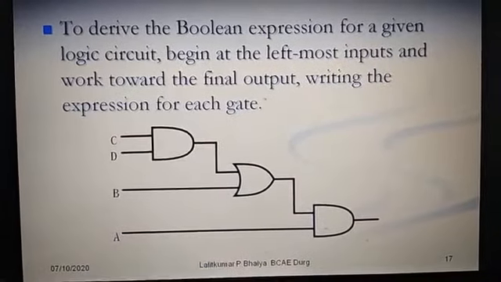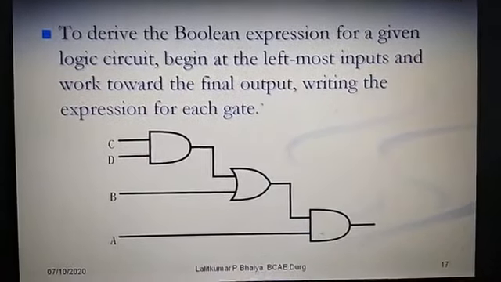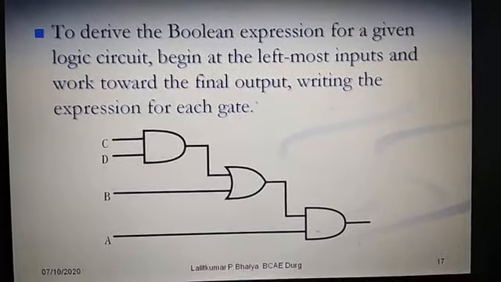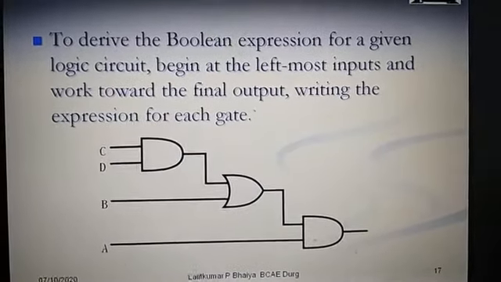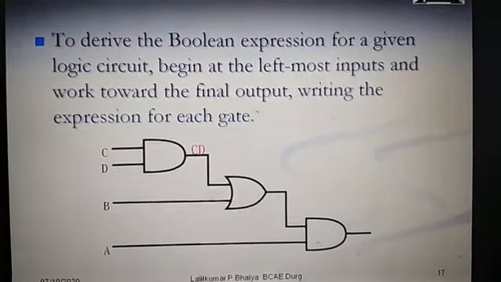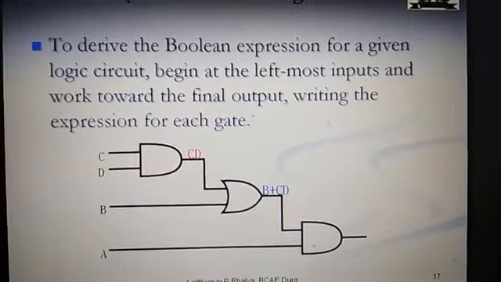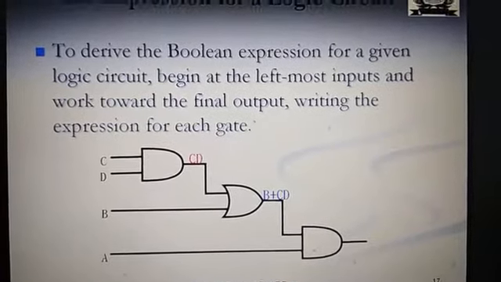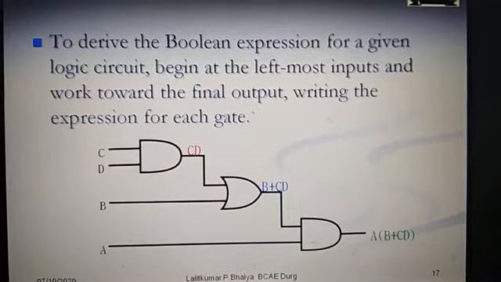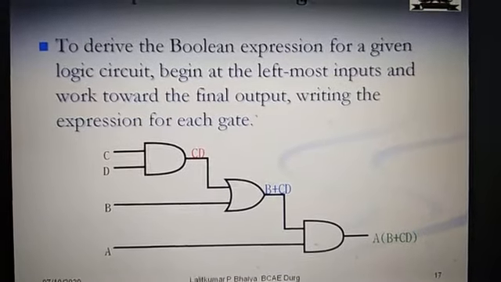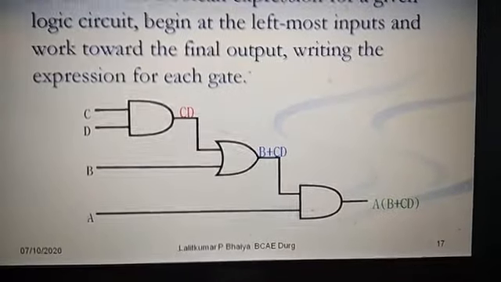Here one logical diagram is shown. You can see two NAND gates are used and one OR gate is used here. The expression for the first AND gate is C into D. The expression for the OR gate is B plus CD. And the last one, A into (B plus CD), is the final output of this logical circuit.